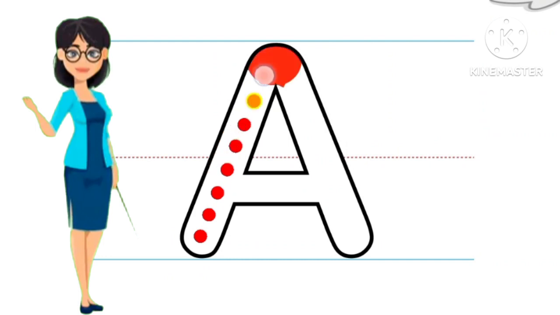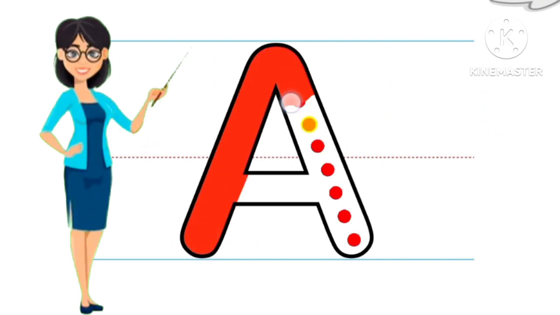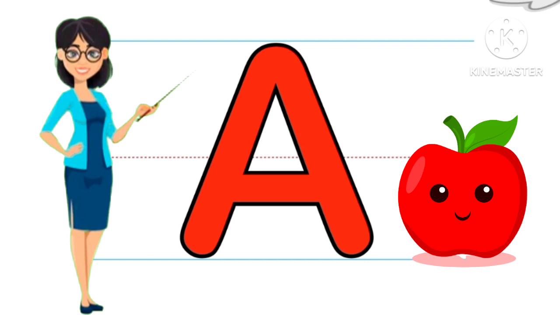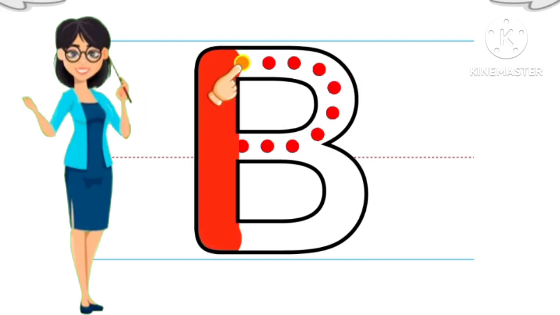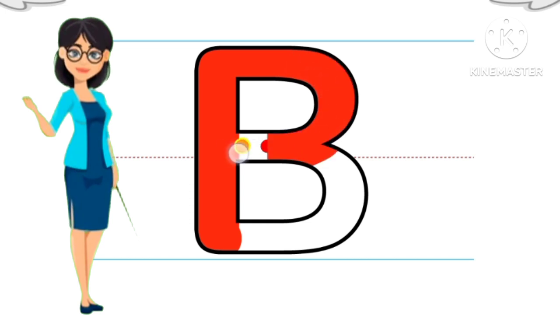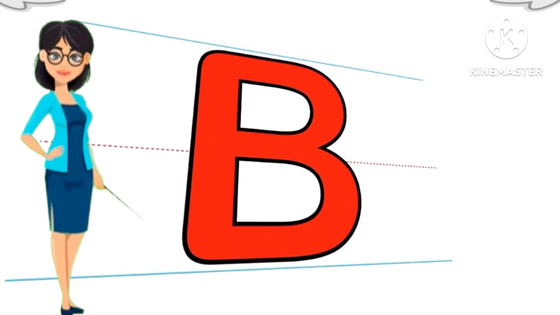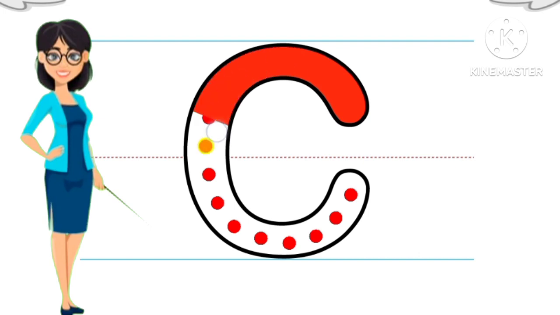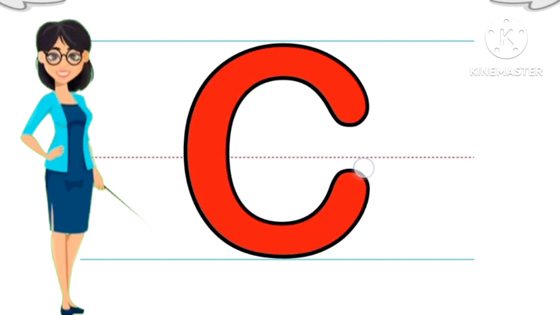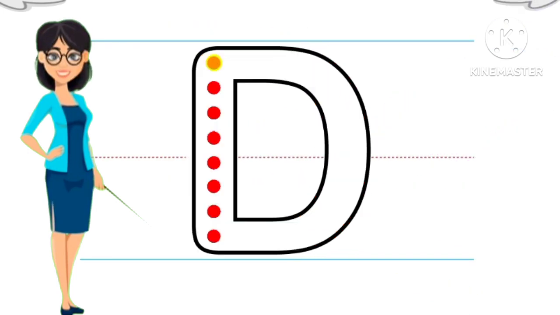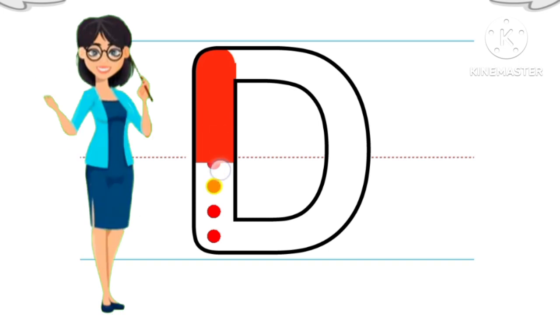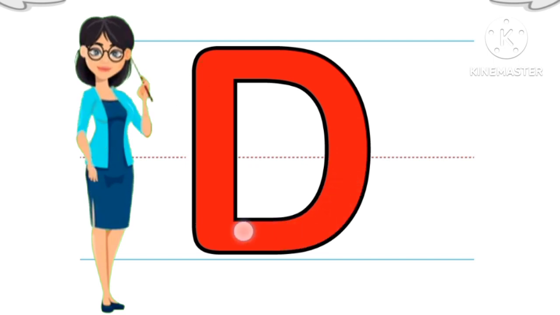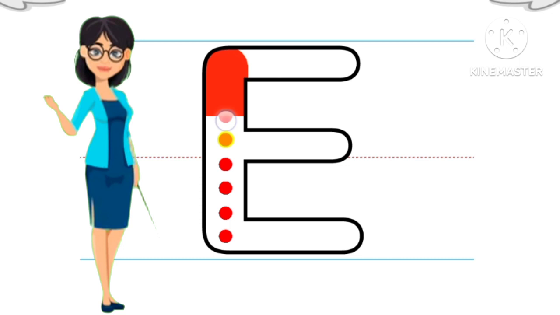A for apple. B for baby. C for candy. D for dolphin.